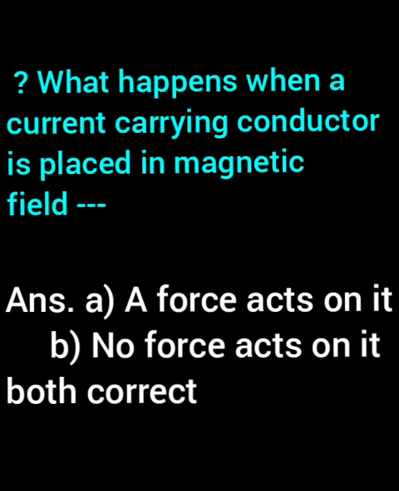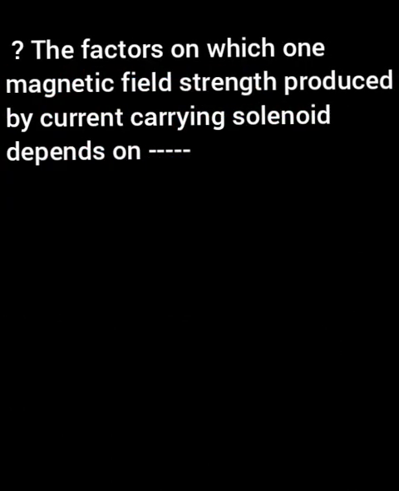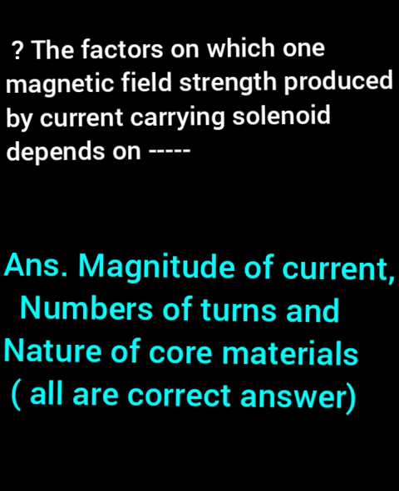Now question next. The magnetic field strength produced by a current carrying solenoid depends on. Here the correct options are magnitude of current, number of turns, and nature of core material. These three options are correct. Where you get these three options, those will be your correct option.